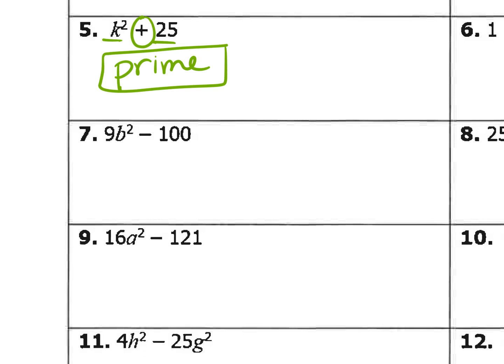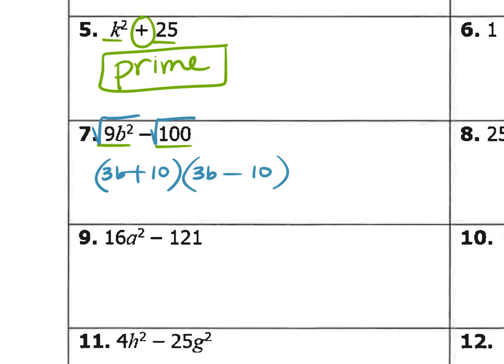Okay, look at number 7. Is 9b squared a perfect square? What would the square root of 9b squared be? 3b. Okay, square root of 9 is 3, square root of b squared is b. Is 100 a perfect square? You can take the square root of that. Is it a difference? Yes, it is subtraction. So you're going to set it up. 1 is a plus, 1 is a minus. This is 3b because we're taking the square root of 9b squared. So 3b and 3b. And then the square root of 100 is 10 and 10.